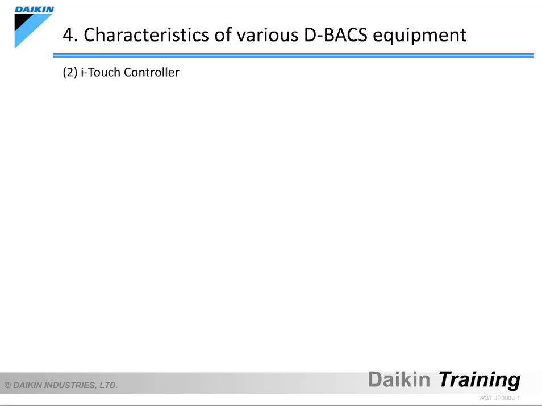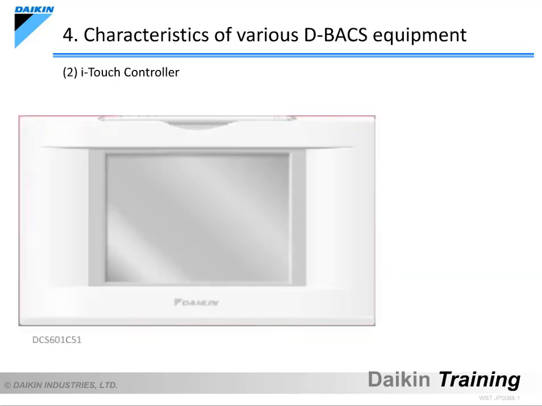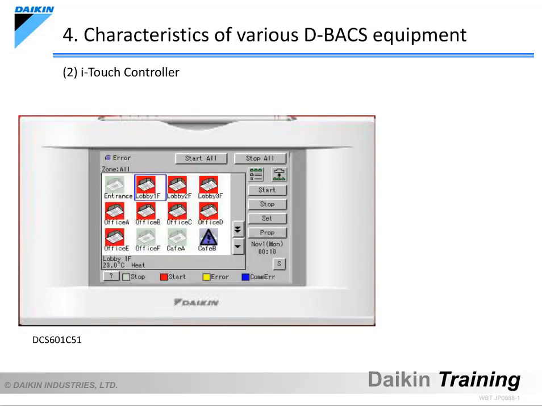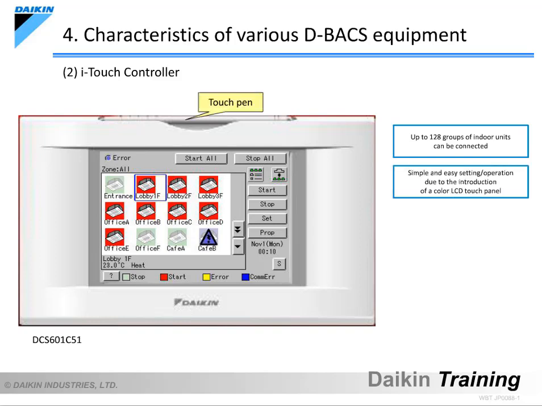Now, let's move on to the ITouch controller. This is the ITouch controller, and when it is turned on, the color LCD lights up. Up to 128 groups of indoor units can be connected to this controller when the optional D3Net Plus adapter is attached. It features a color LCD touch panel and is operated by touching the screen with the attached touch pen.